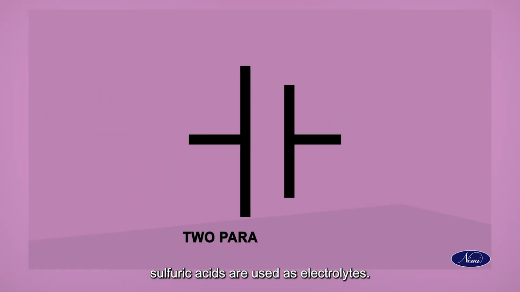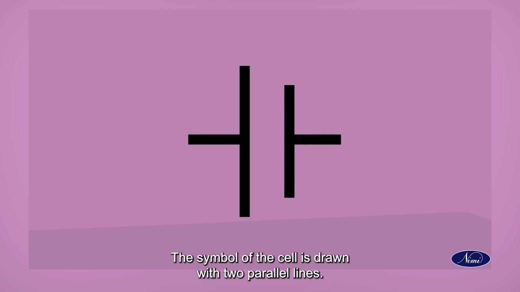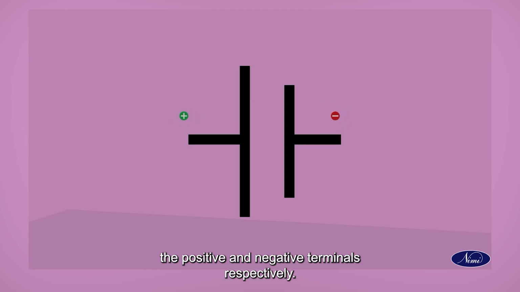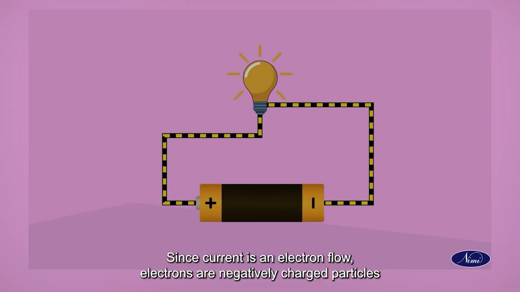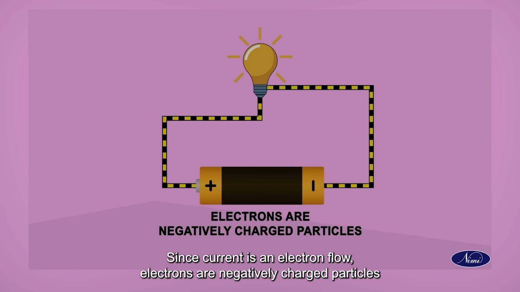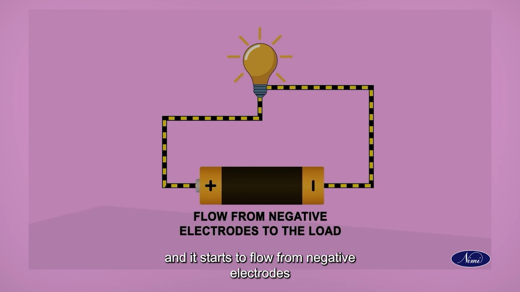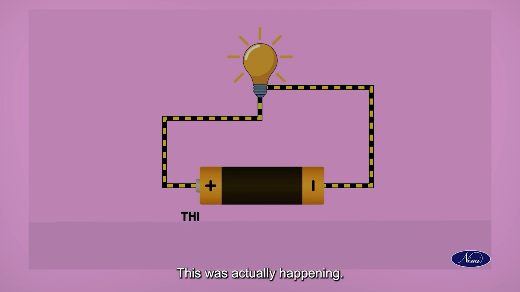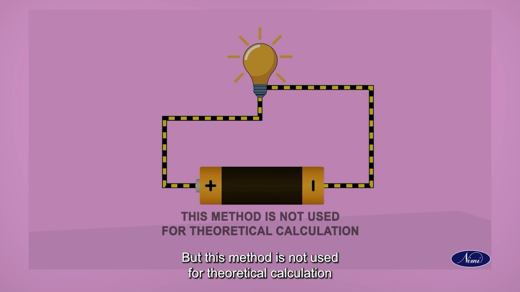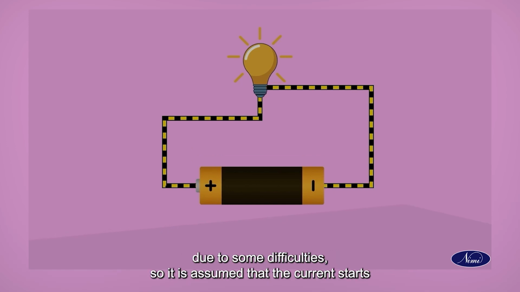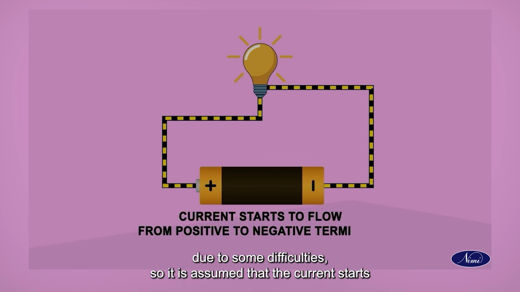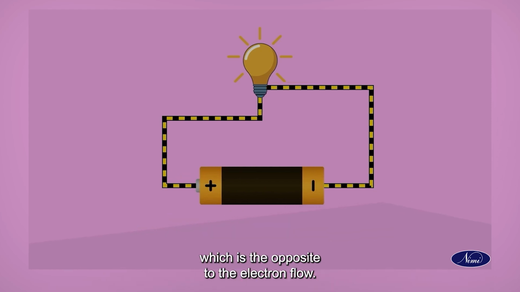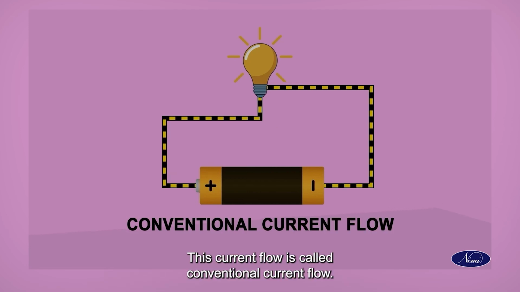The symbol of the cell is drawn with two parallel lines. One is big and the other is small, indicating the positive and negative terminals respectively. Since current is an electron flow, electrons are negatively charged particles and they start to flow from the negative electrode to the load, which is known as electron current flow. This was actually happening, but this method is not used for theoretical calculation due to some difficulties. So it is assumed that the current starts to flow from the positive to the negative terminal, which is opposite to the electron flow. This current flow is called conventional current flow.